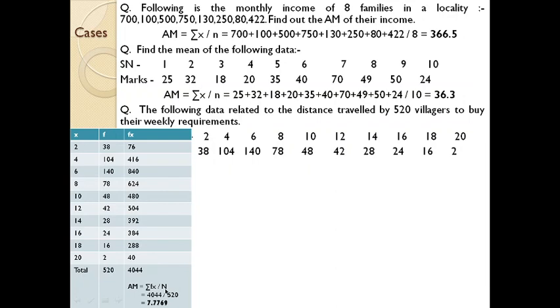See, here it is a discrete series. N means capital N. Capital N means total of f. If you take the f total, you will get 520. That's why I have written the total 520 at the beginning. So you just need to substitute the values in the equation. So you will get 7.7769. And in simple words, it means the average distance traveled by 520 villages was 7.7 miles. This is how you have to prepare various cases.